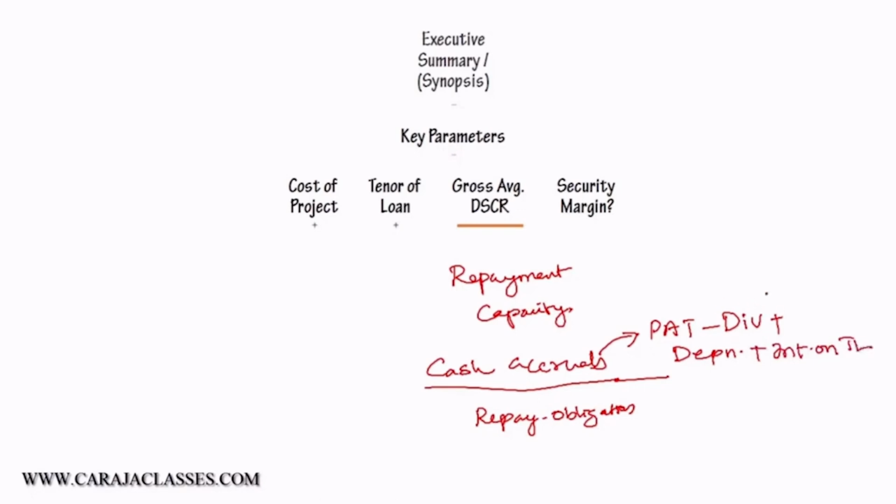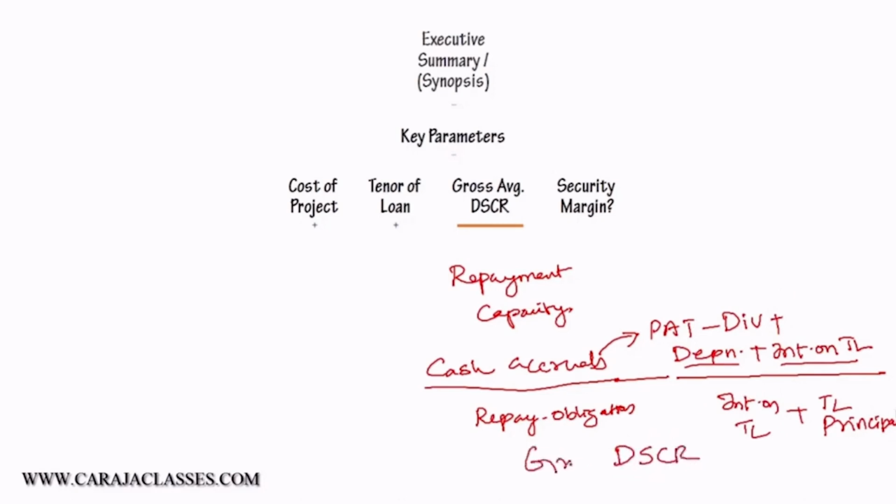Please note, I am deducting dividend here because the profit available after paying the shareholders is the only thing that should be taken, and that is added with depreciation, being a non-cash item, and with interest on term loan only. Interest on working capital is not taken into consideration. That is divided by repayment obligation, which is nothing but interest on term loan plus term loan principal installments. When you divide this, you get a number, and that's what we call DSCR. This is the DSCR for each and every year, so we call this gross DSCR.